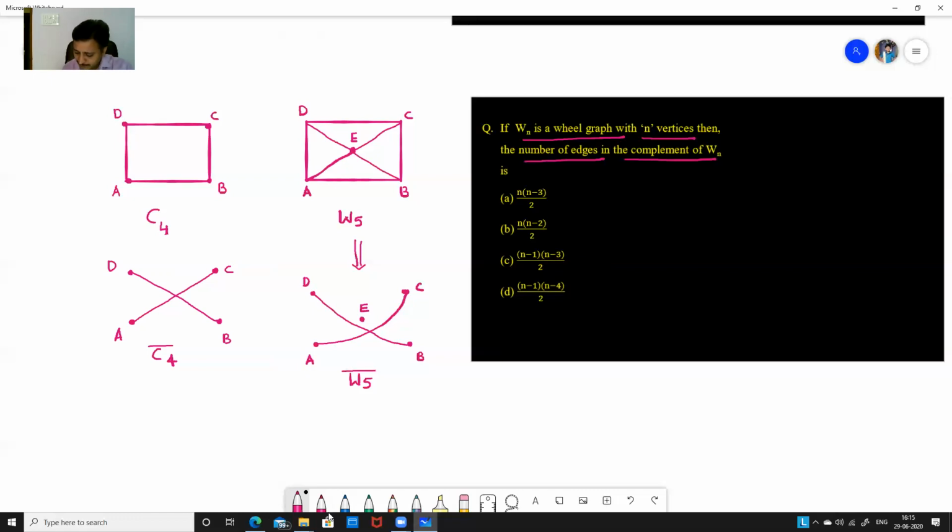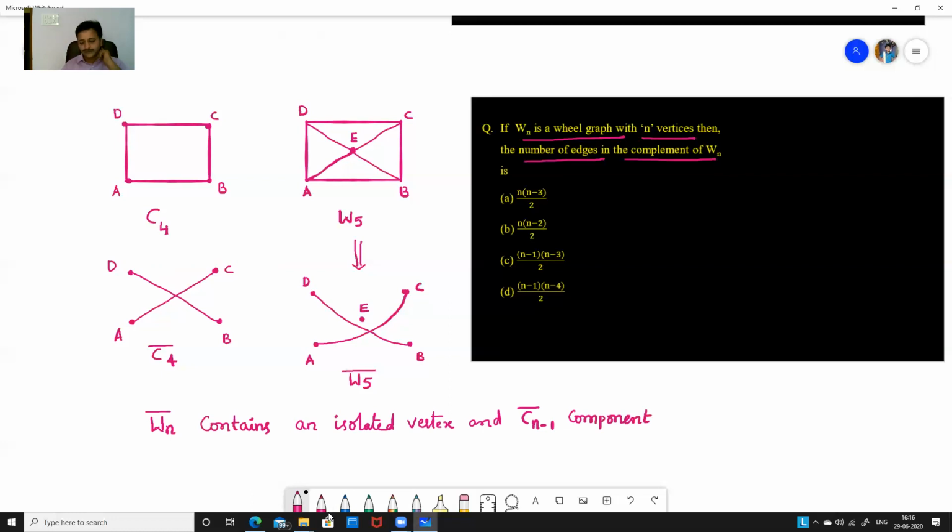What did you notice from this? See, W5 bar contains two parts. What are the two parts? One is an isolated vertex. Another one is the complement of C4. In general, I can write like this: Wn bar contains an isolated vertex, and Cn minus 1 complement, right? Cn minus 1 complement component. That we can call a component.